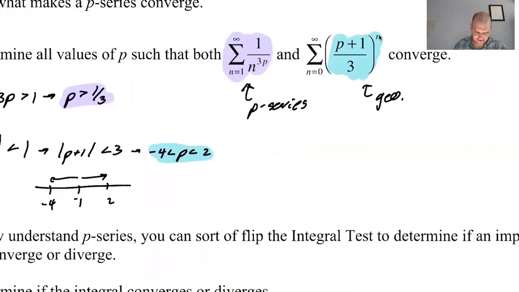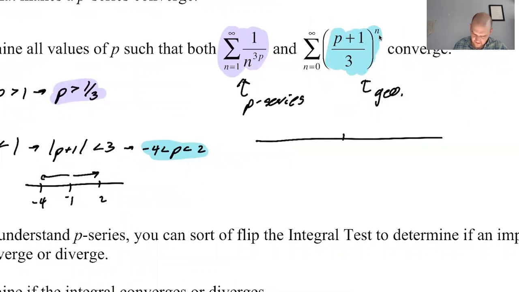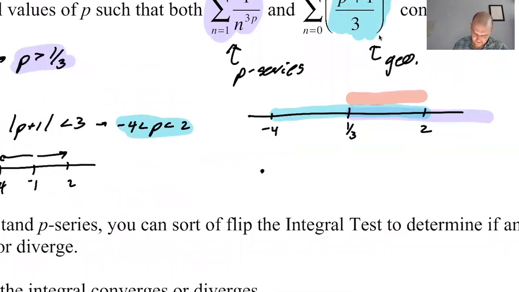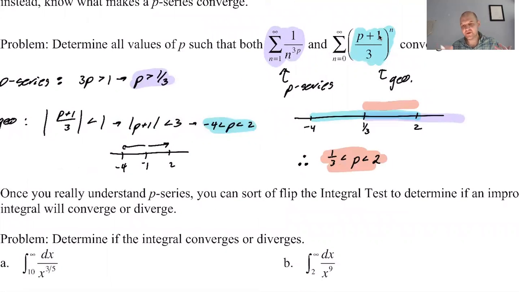And if you want, you could do it on a number line. So you'd have 1/3, and you need p to be greater than 1/3. And then you have your -4 and your 2, and you need to be in between those. So you can see that the region that you want is this, or you can just logic it out. So therefore, we need 1/3 < p < 2. That's our final answer. If p is in between there, both of them are going to converge, which is kind of interesting, right? So you have to combine things that you know about different types of series.